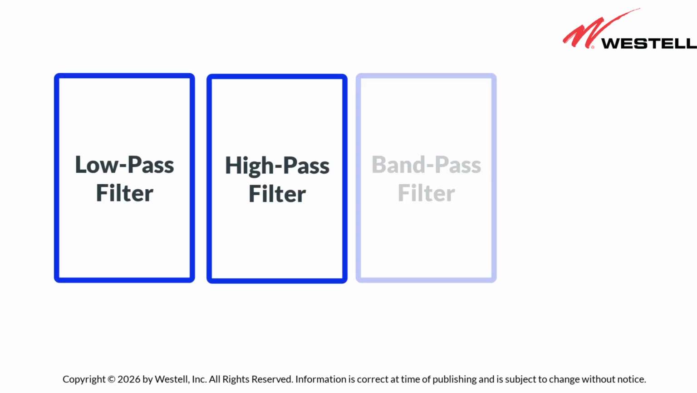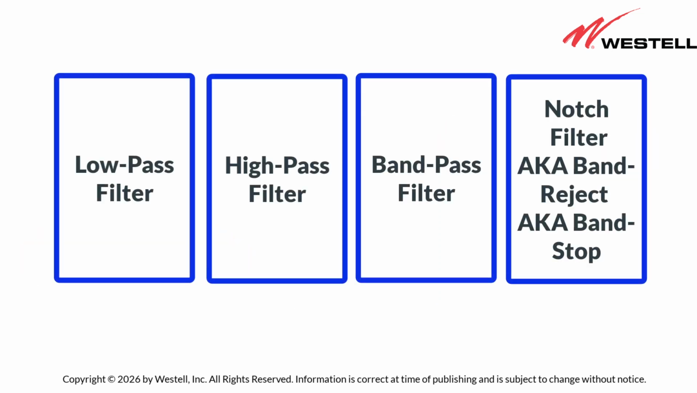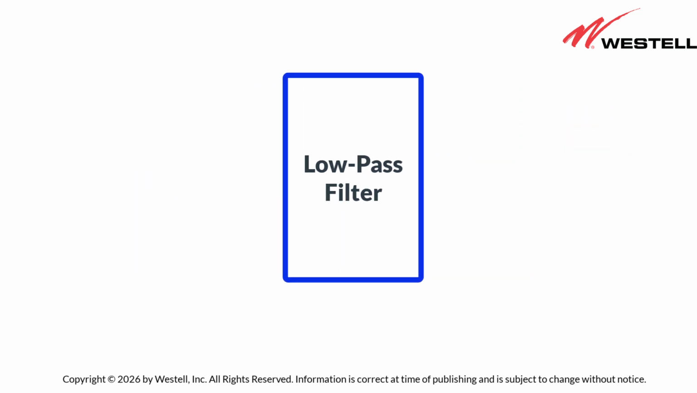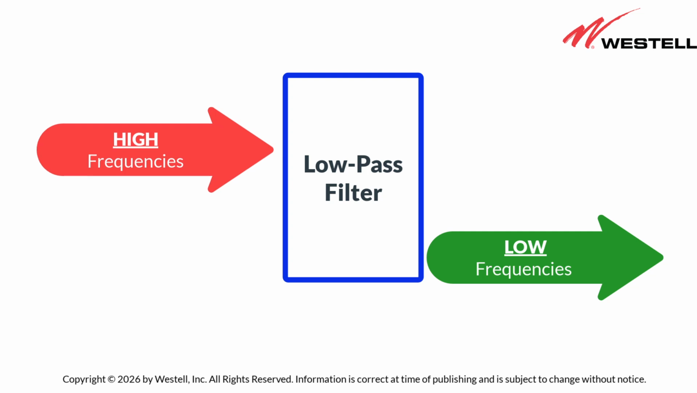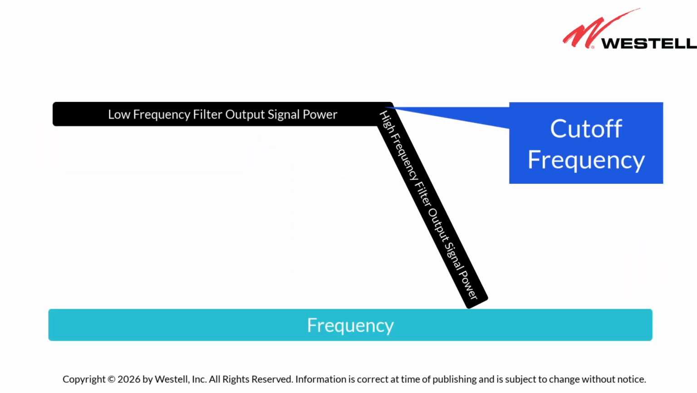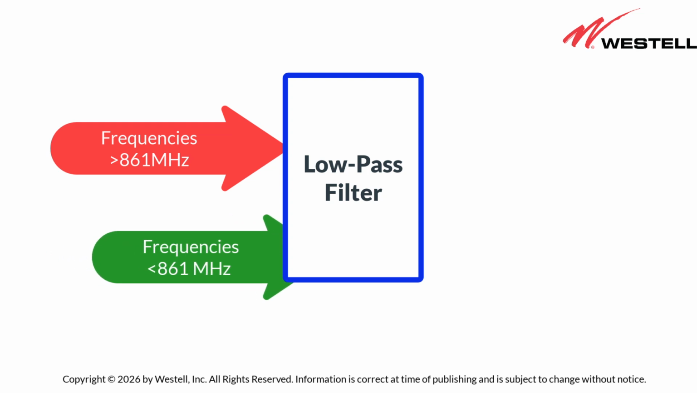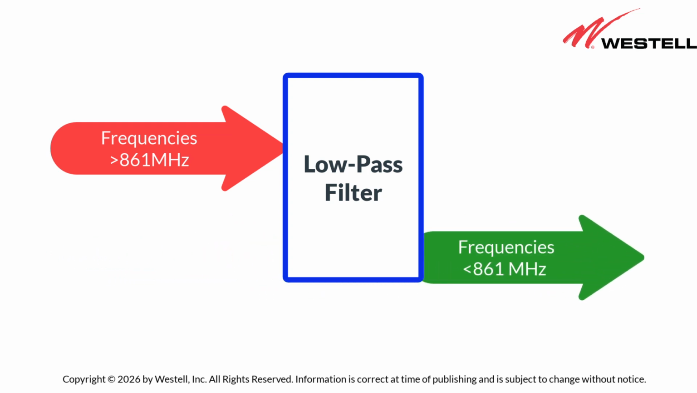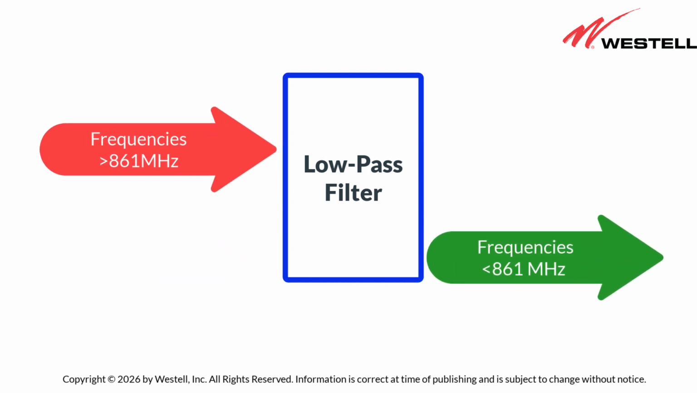There are four types of filters: low pass, high pass, band pass, and notch, also called band reject or band stop. Low pass filters allow lower frequencies to pass while rejecting higher frequencies. The filter's cutoff frequency determines which frequencies are considered low or high. For example, if a low-pass filter has a cutoff frequency of 861 MHz, then frequencies below 861 MHz pass through the filter unattenuated, while those above 861 MHz are attenuated.